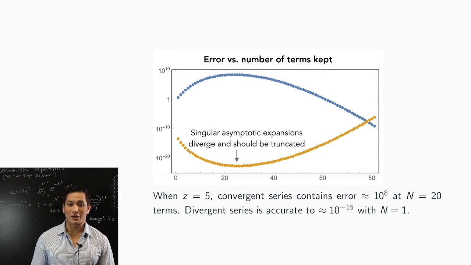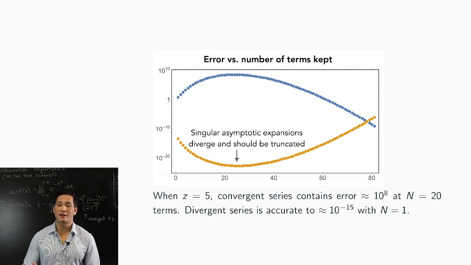But in contrast, the divergent series, already at the first term, has an error which is less than 10 to the minus 10. It gets better and better and better until it reaches its minimum point at n equal to, say, 25 or so, and then it diverges after.